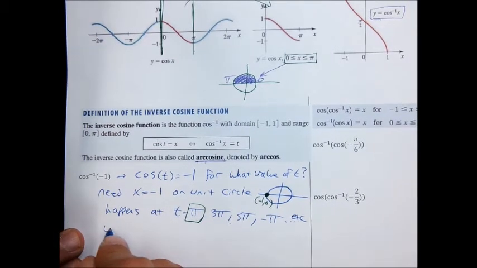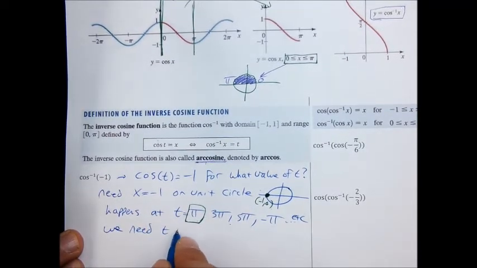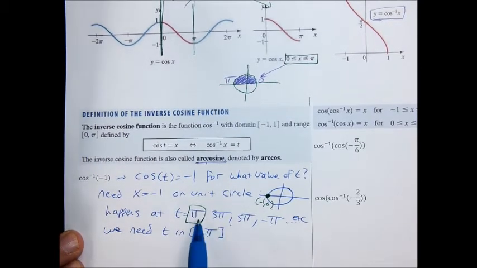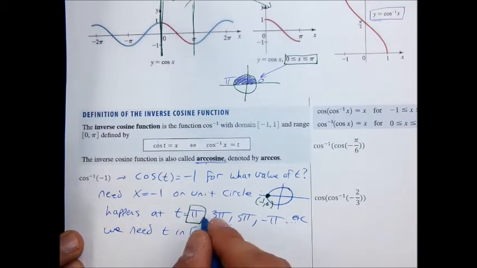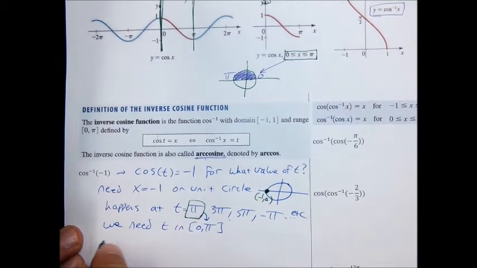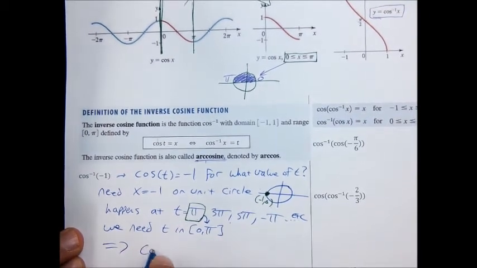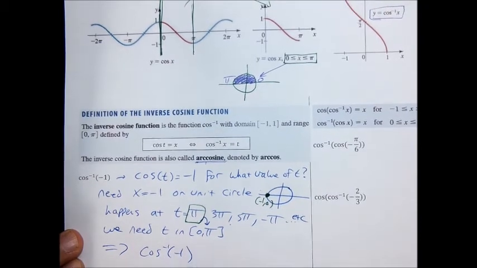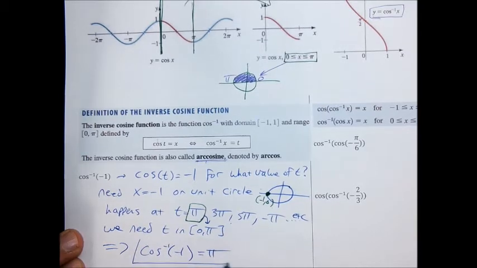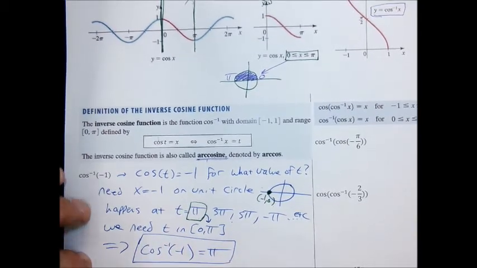So let me write that down. I'm trying to be detailed here. We need t to be between 0 and pi. And so we choose this one, right? This is the one that's between 0 and pi. And so that's the answer. And so all this is so we can say, if we want to send -1 back to where it came from, plugging in pi. That's how we can think about that.